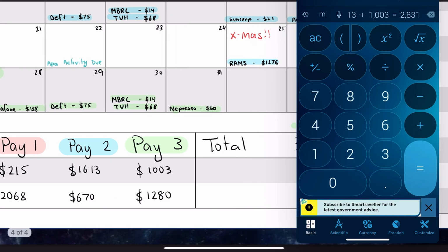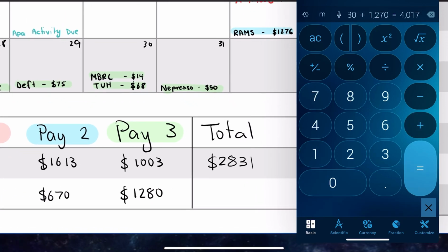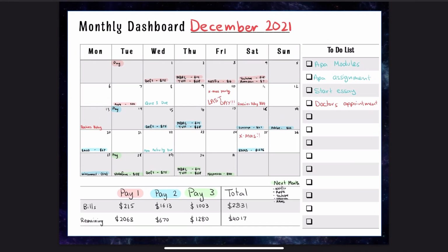Okay, so total bills for the month is $2,831. It's just a little bit more than one paycheck. It's not too bad. Okay, 2,067 plus 680. Whoops. Plus 1270. I mixed those numbers up. That's okay. So that leaves us with 4017. All right. If I do that times 3 minus 4017. Okay, I'm $1 off. You know what? That's close enough.